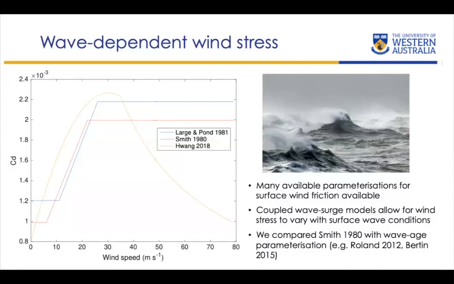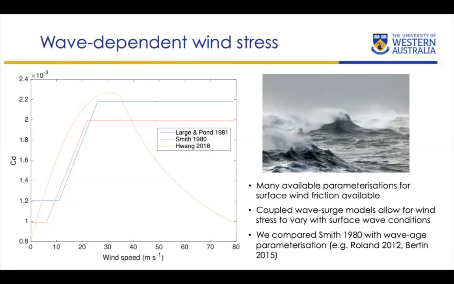The second thing I really want to talk about in a little bit of detail is the importance of the wave-dependent wind stress. One of the benefits of using a coupled wave surge model is that you can allow the wind stress to vary with surface wave conditions. Like in that picture there, when the wind's very strong, the friction is very different in the presence of waves than without. And in general, there are many parameterizations for surface wind friction available.